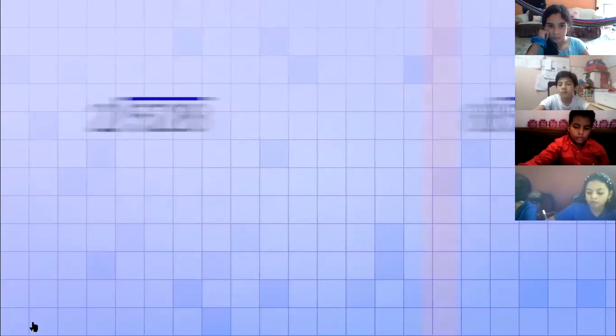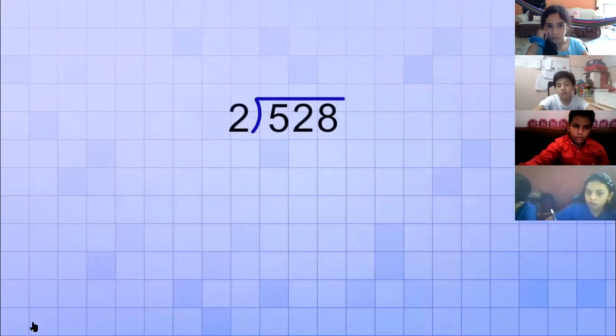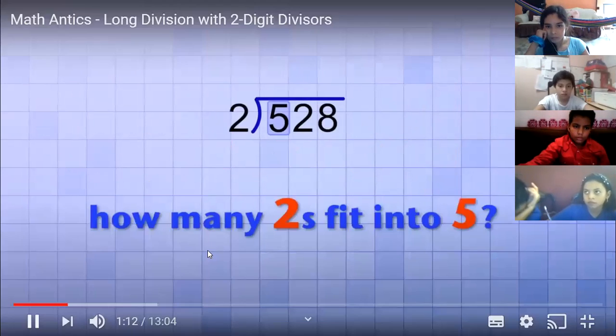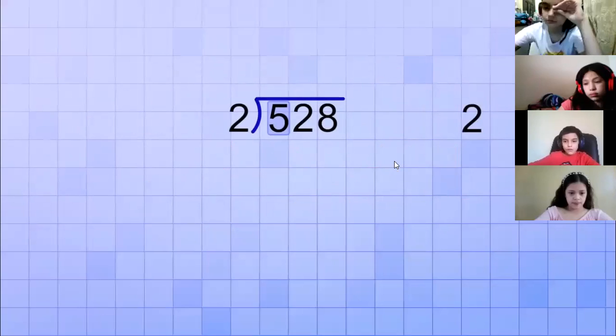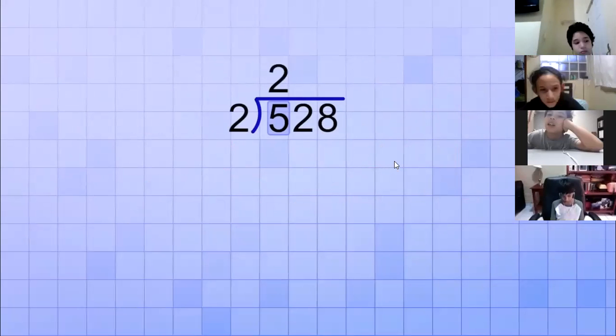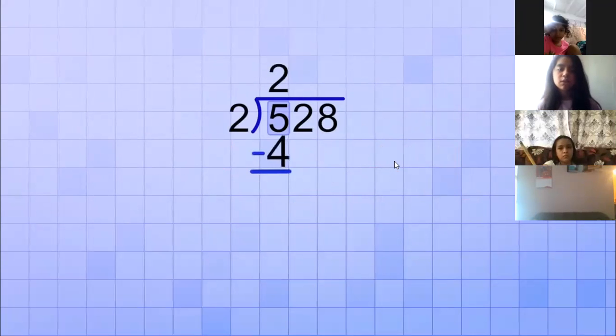To solve this first problem, we start by asking, how many 2's does it take to make 5 or almost 5? Or you can think of it as how many 2's will fit into 5. And it's easy to see that the answer is 2. So we put a 2 as the first digit of our answer. Then we multiply 2 times 2, which is 4. And we subtract that 4 from the 5, which leaves us a remainder of 1.